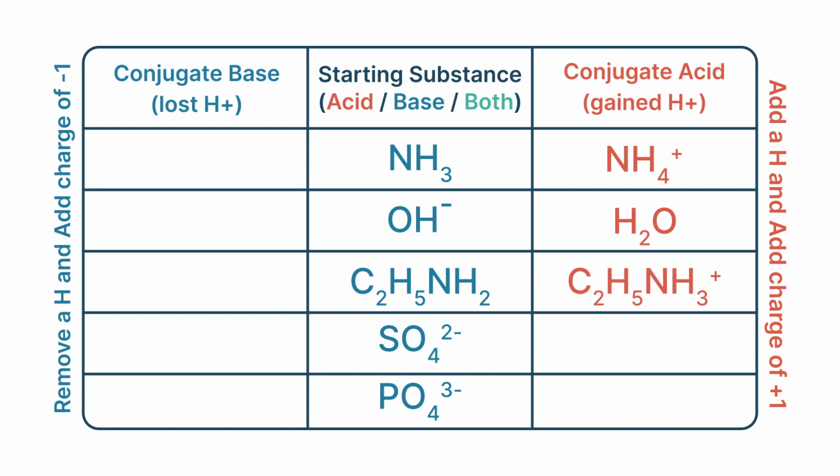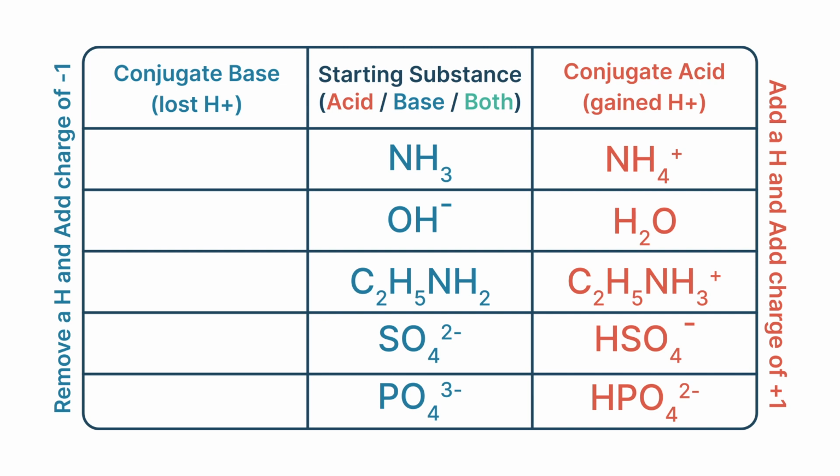The next compound, ethylamine, is not a compound that you will see on this course, but it is nonetheless easy to find its conjugate acid. All we must do is add a hydrogen atom and a charge of +1 to form C2H5NH3+. Sulfate ions behave as bases in accepting a hydrogen ion to form HSO4-, and phosphate ions act as a base in accepting protons to form HPO4 2-.